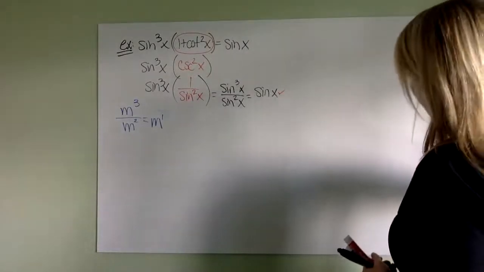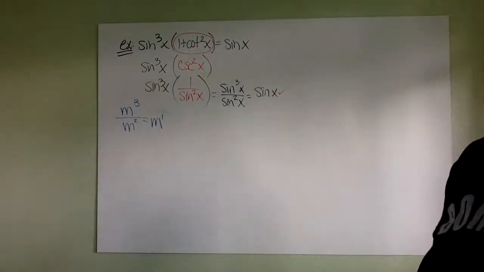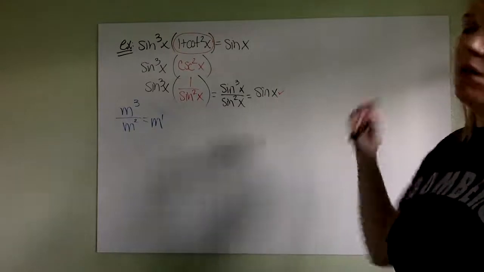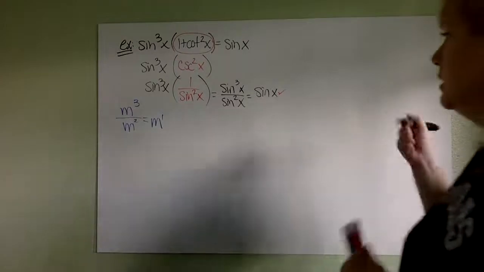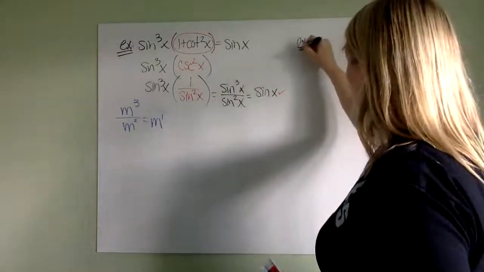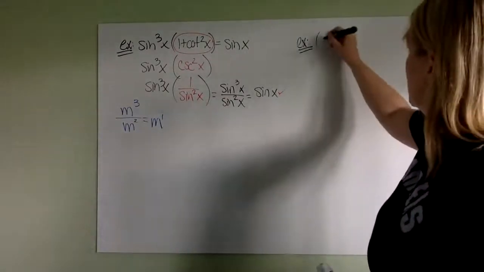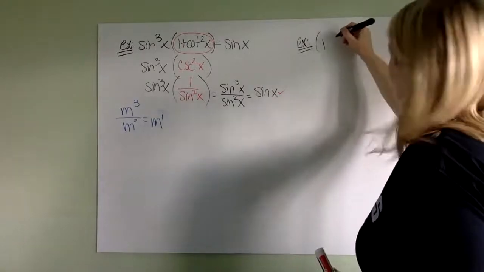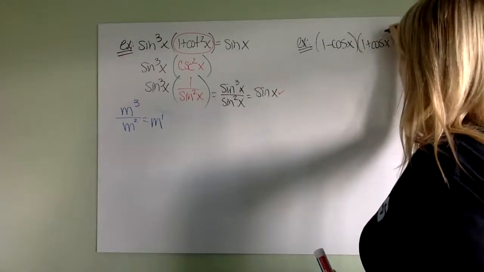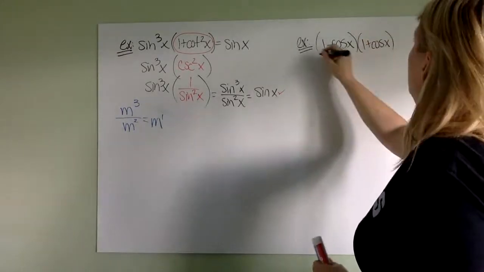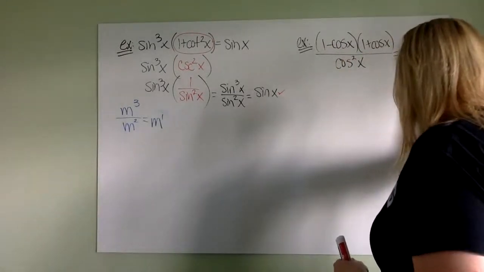The hardest thing about doing all of this, proving trig identities, is using your regular algebra skills combined with this kind of confusing sine, cosine function, trig function. So remembering that your algebra skills work here as well. So 1 minus cosine, and then 1 plus cosine, all over cosine squared is equal to tan squared.